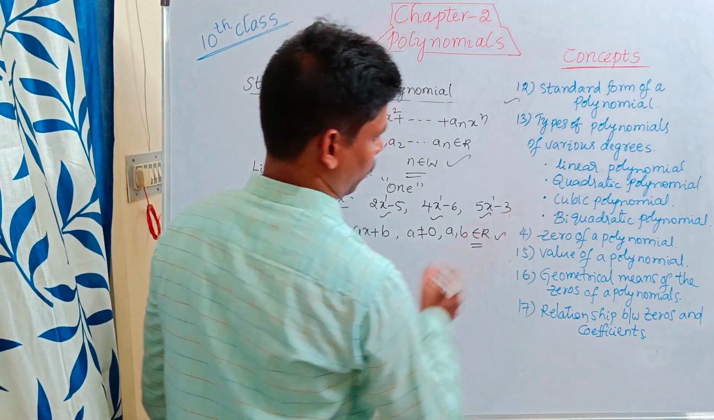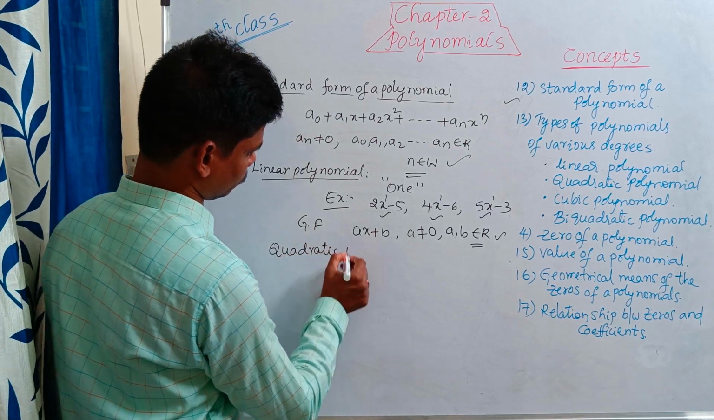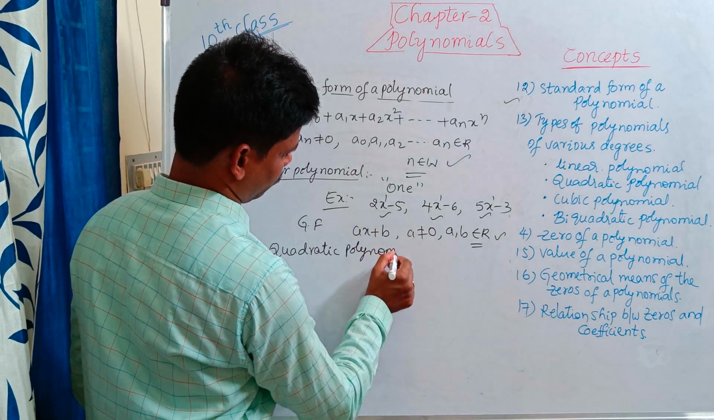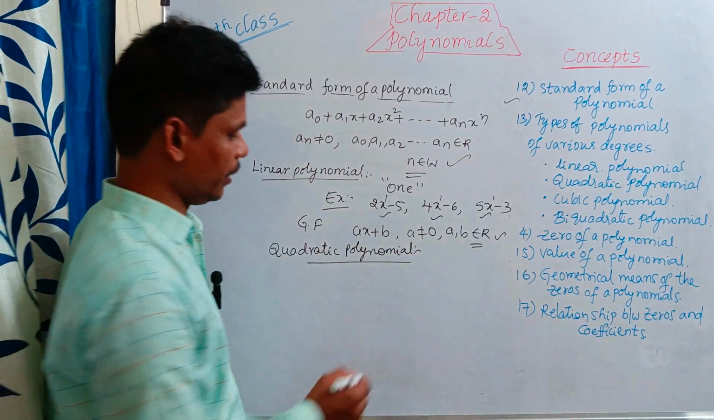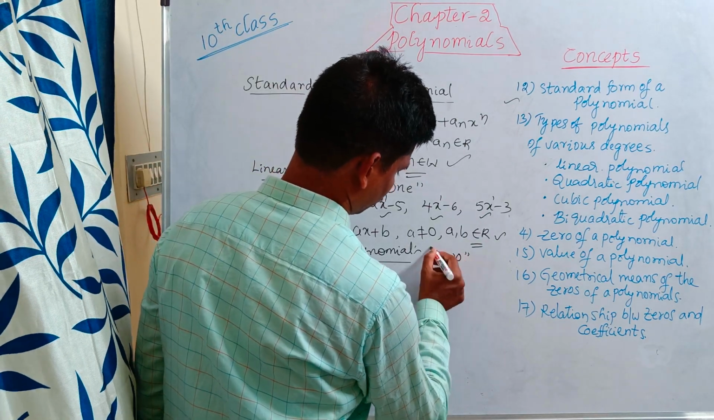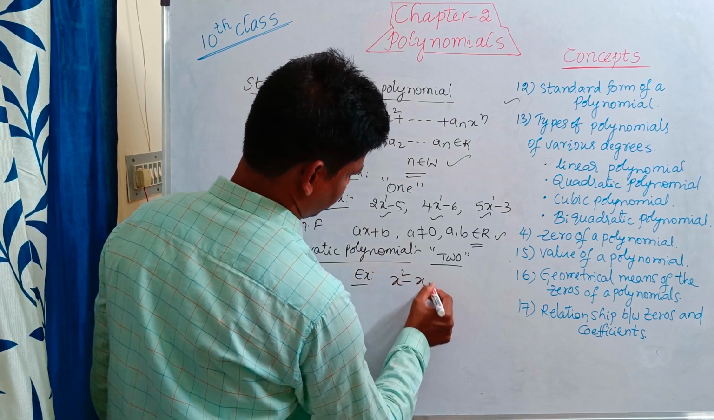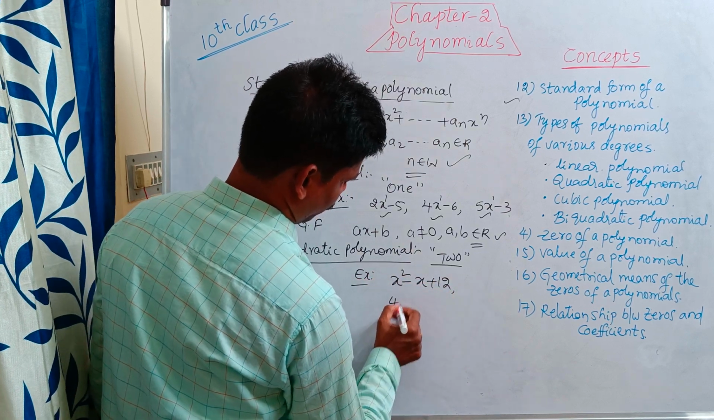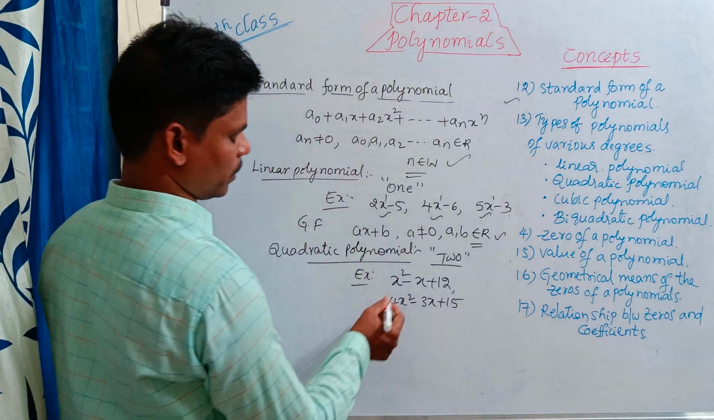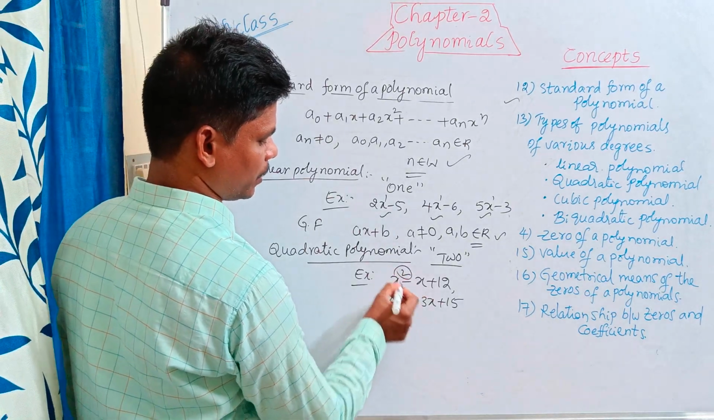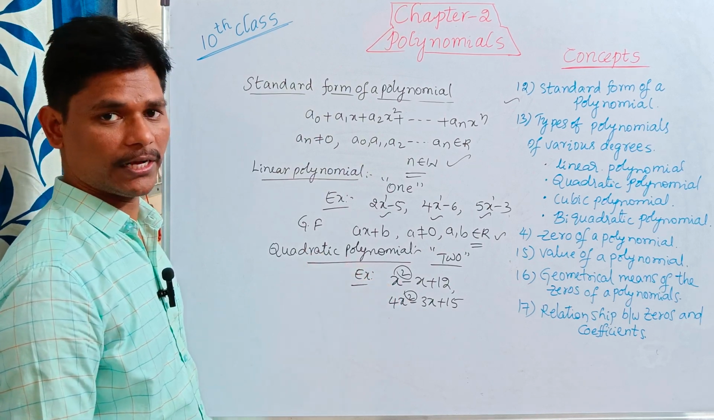Next, quadratic polynomial. What is a quadratic polynomial? If the polynomial has degree 2. For example, x square minus x plus 12, 4x square minus 3x plus 15. Check these two examples. The polynomials have degree 2, so these two polynomials are called quadratic polynomials.